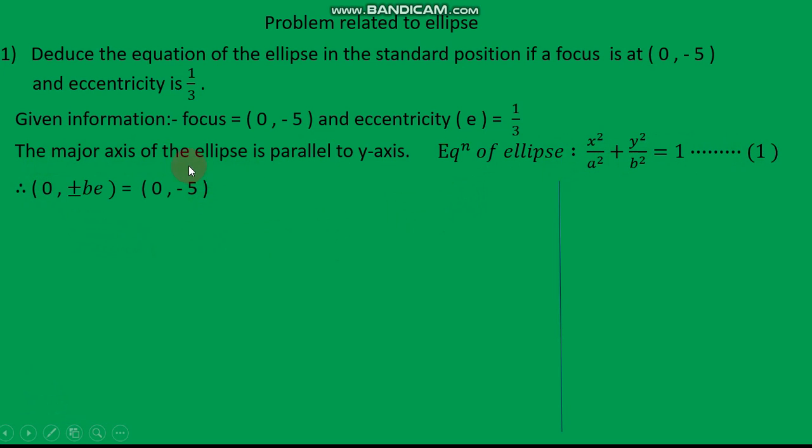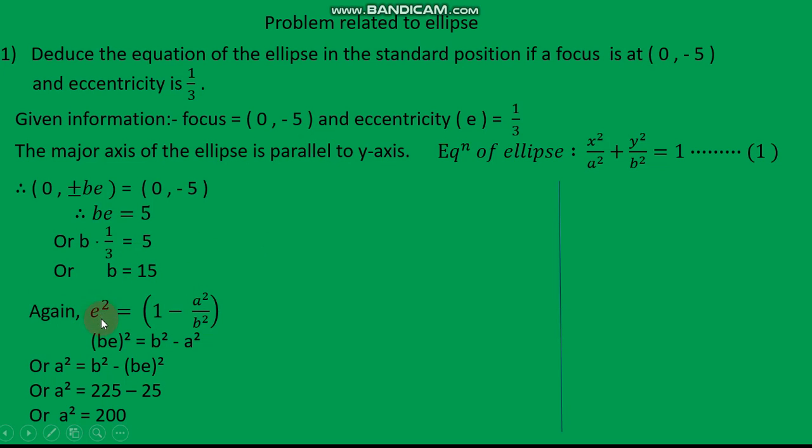Now, according to this, major axis is the y-axis, then we have a formula that 0, plus or minus be equal to 0, 5, and so be equal to 5, and so b times 1 by 3, because the value of e is given, equals 5, and b equal to 15. A very easy one. Now again, we have to look at here: e square equal to 1 minus a square by b square, and by simplifying this we get this result. You can do this and copy yourself.